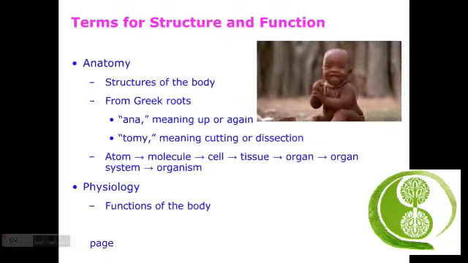A couple of the major terms that is essential to know, of course, is going to be anatomy and physiology. So anatomy refers to the structures of the body. It comes from the Greek roots, ana meaning up or again, and tomi meaning cutting or dissection. So the breakdown of the word anatomy is basically cutting up. Physiology refers to the study of the functions of the body.